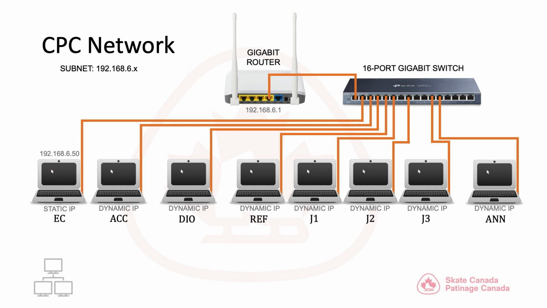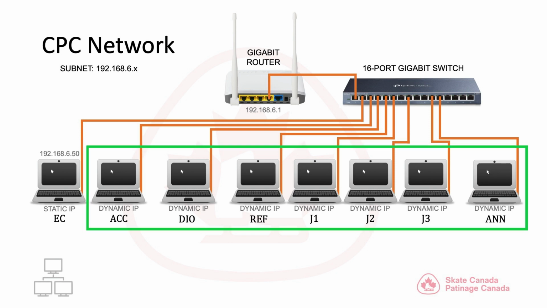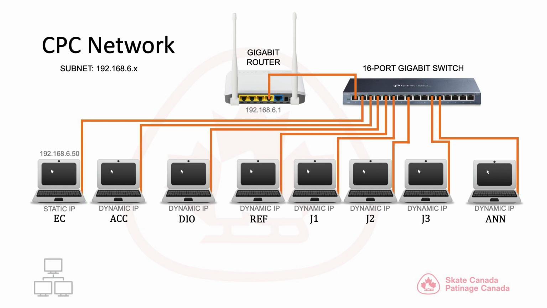So our network is nearly complete now. There are just 3 steps that I have not yet shown you how to do. The first of these is assigning a static IP address to our EC computer. The second is assigning dynamic addresses to the other laptops. And the final step is configuring our router.